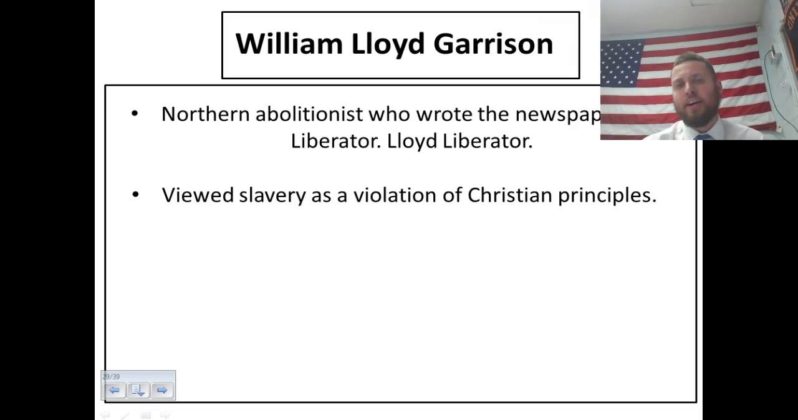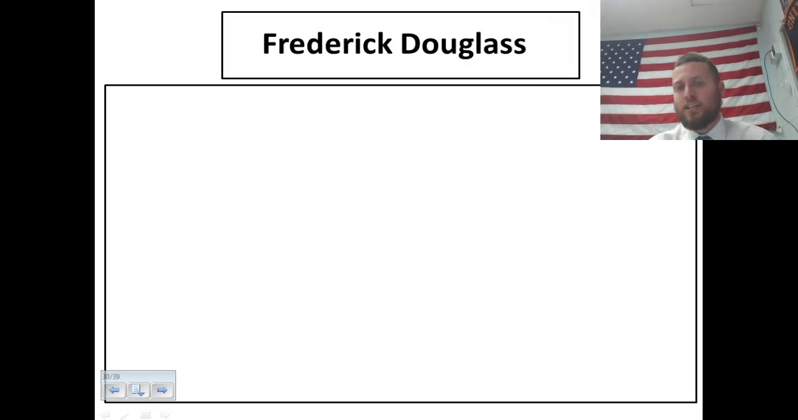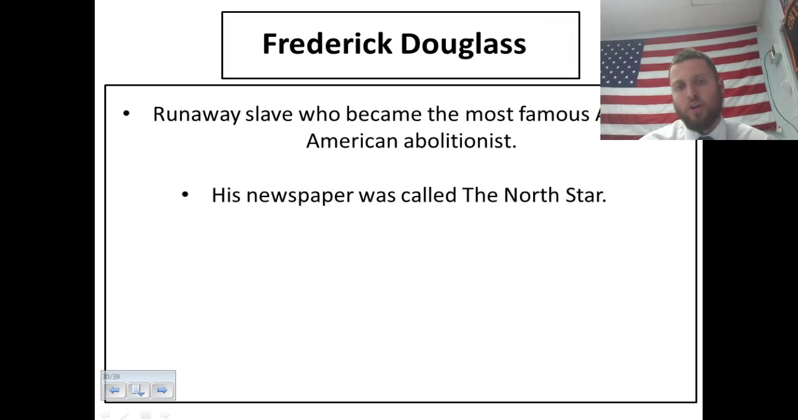That's William Lloyd Garrison. Hey, new card, put Frederick Douglass with two S's at the end. Frederick Douglass. A runaway slave who became the most famous African-American abolitionist. You know, William Lloyd Garrison had the Liberator, but Frederick Douglass had his own newspaper. It was called the North Star.